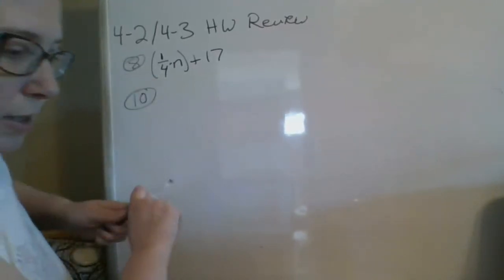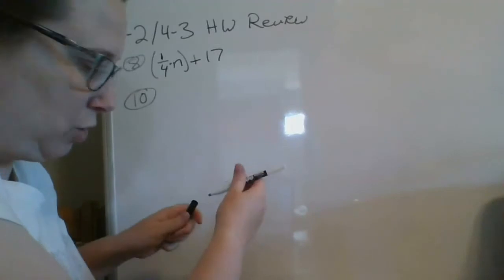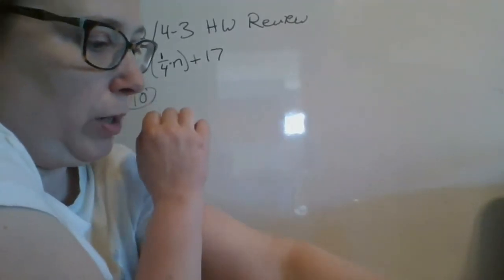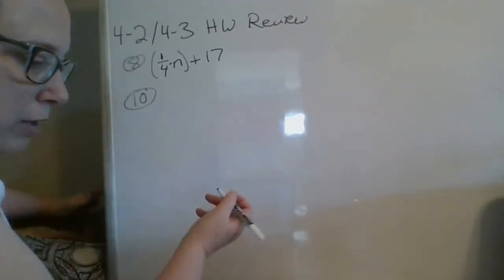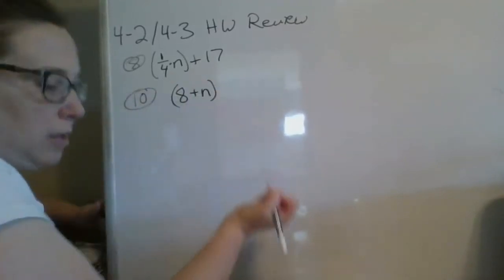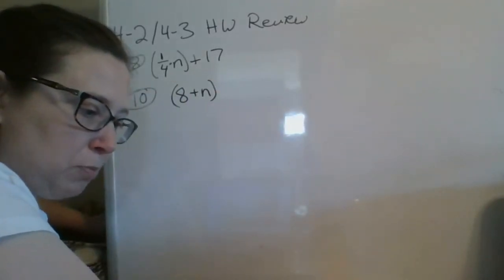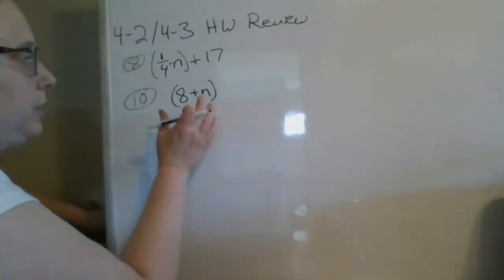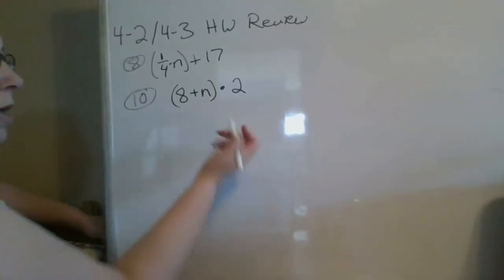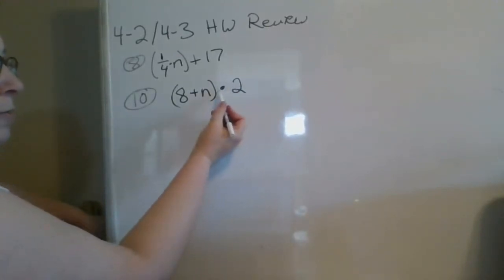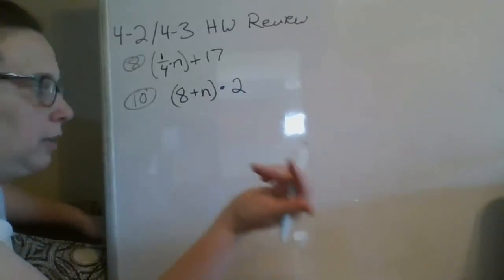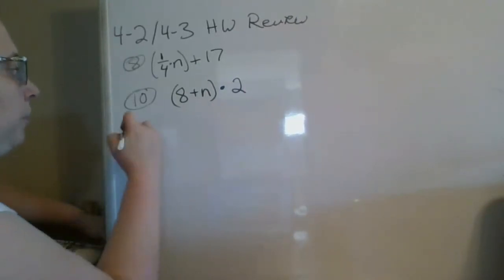Number 10 says 8 added to a number, comma. So that means we are going to put 8 plus n in parentheses, and then after a comma it says multiplied by 2. So we're going to take what's in these parentheses and we're going to multiply it by 2. Again, you don't really need that dot because a number beside a parenthesis means multiply, but you can put that in there if it helps you to see it better.